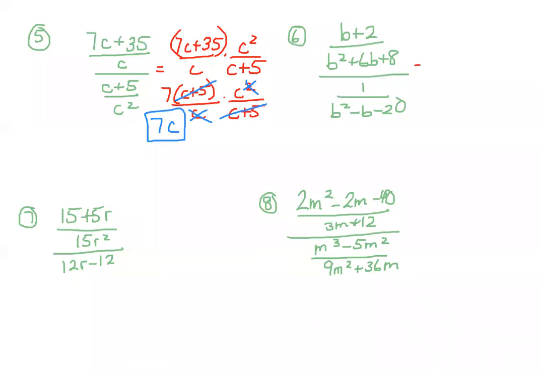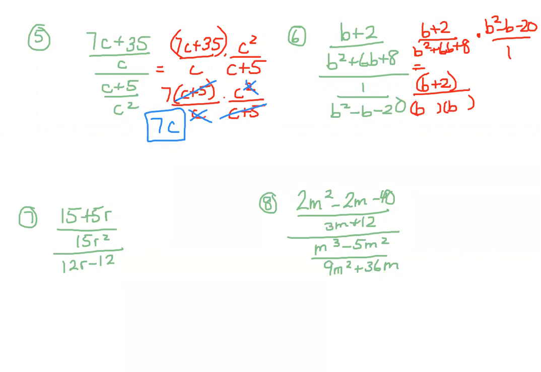All right, number 6. This one's going to be a little bit complicated. B plus 2 over B squared plus 6B plus 8 times B squared minus B minus 20 over 1. So let's see what we can factor. B squared plus 6B plus 8, we're going to say what multiplies to give you 8 and adds to give you 6. That's going to be a 4 and a 2. And then over here, we're going to say what multiplies to give you negative 20 and adds to give you negative 1. That's going to be a 4 and a 5. The 5 is going to be negative. The 4 is going to be positive.